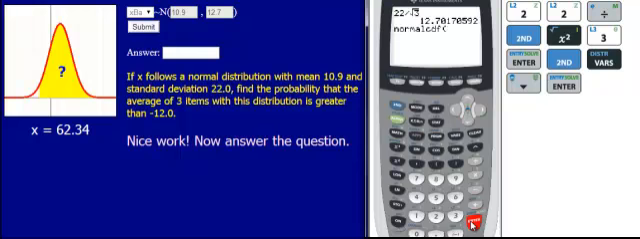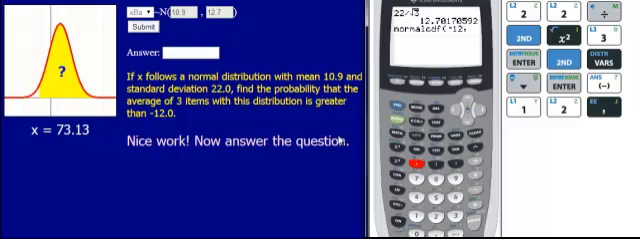And the way the calculator works, I put the lowest value first. The lowest value is this number, which is negative 12.0. So negative, which by the way is different than the minus sign. So negative 12.0 if you want, or just 12, comma, and then the upper bound.